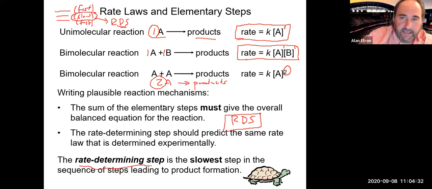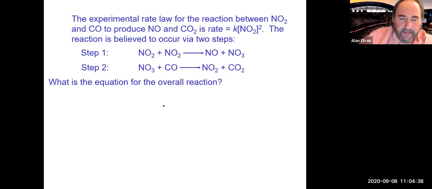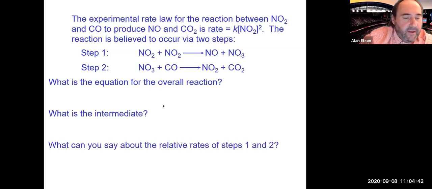So let us take a look here. And that's what we've been talking about. Let's take a look at this one, and why don't you take a second and see what you come up with. So here, the experimental rate law for this reaction was found to be the rate is equal to k[NO2] squared. The reaction is believed to occur in two steps, which are listed there. So why don't you try to answer these questions for a couple of minutes, and then we'll talk about it.